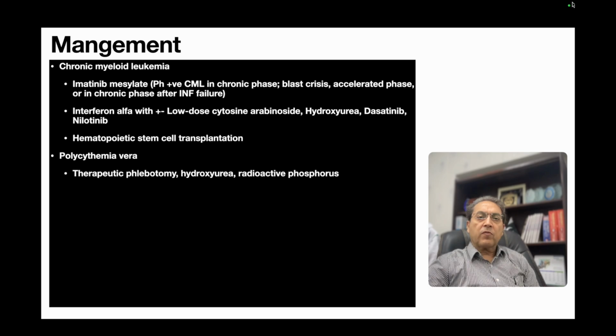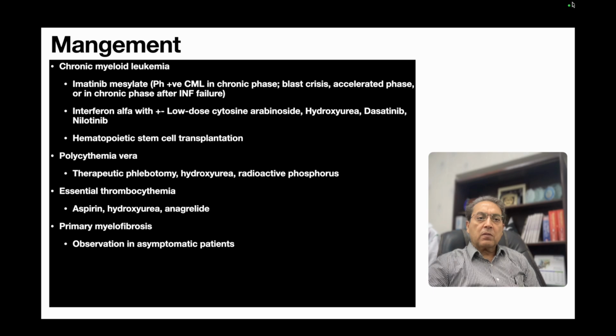Polycythemia Vera: therapeutic phlebotomy, hydroxyurea, radioactive phosphorus, and low dose of aspirin can be used to prevent thrombus formation. And in essential thrombocythemia, again, you can use aspirin to prevent thrombosis, hydroxyurea, and in some patients, anagrelide may also be used.